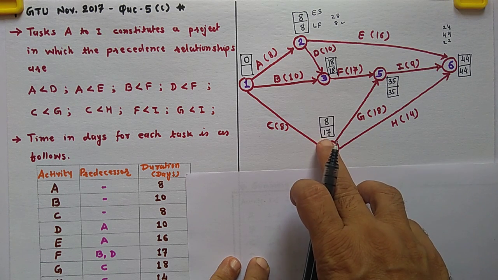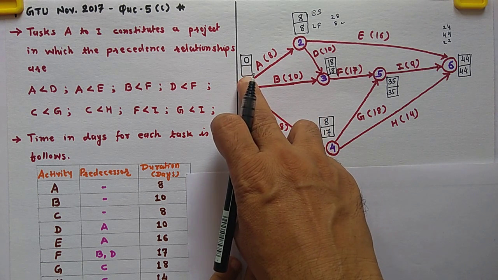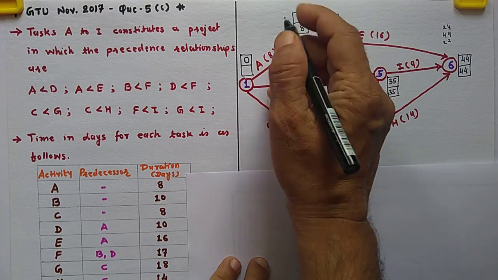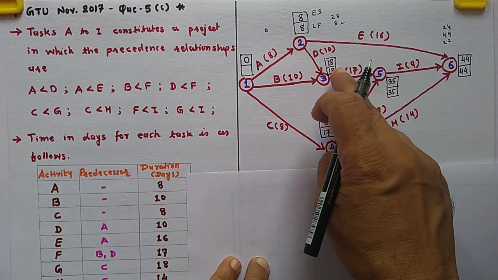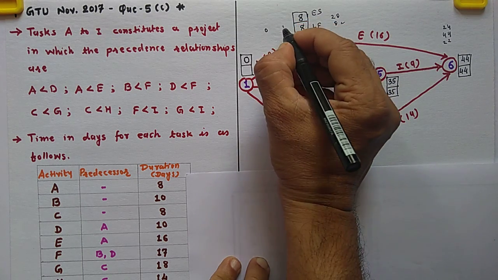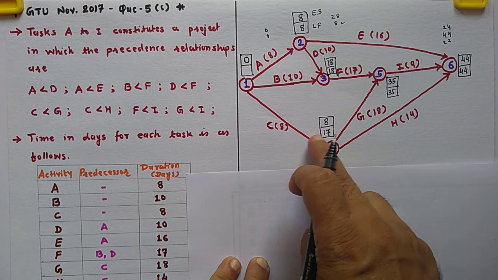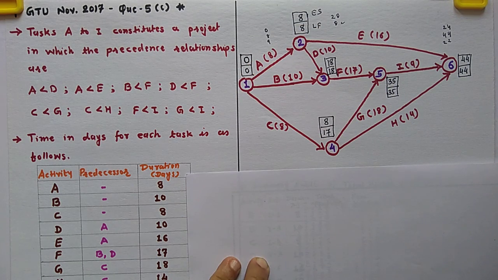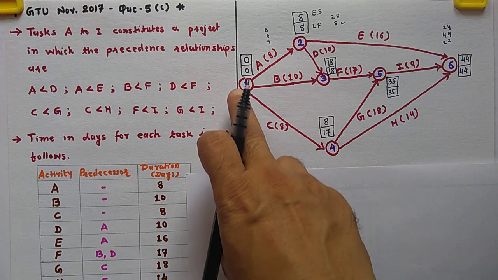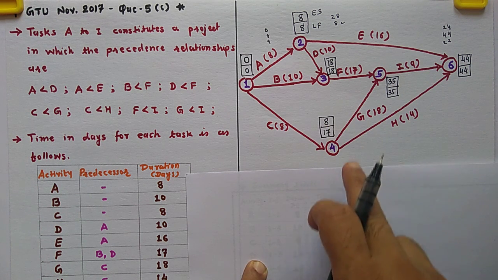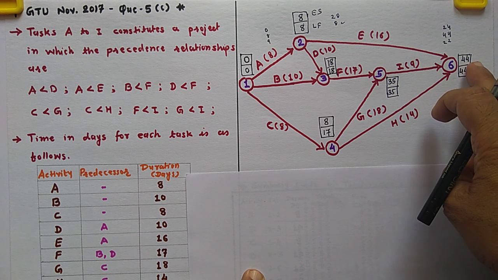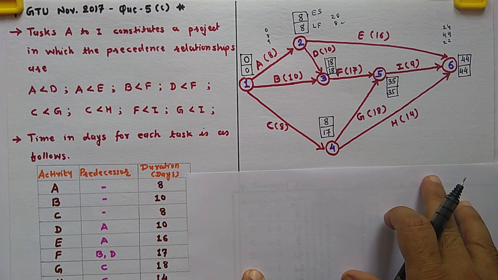Then here three activities are going. So take the minimum one. 18 minus 10, 8, and 17 minus 8, 9. So 0 is the minimum. So write down 0. Okay, so all these earliest start times and latest finish times, you have to find. So here your project duration is 44 days.